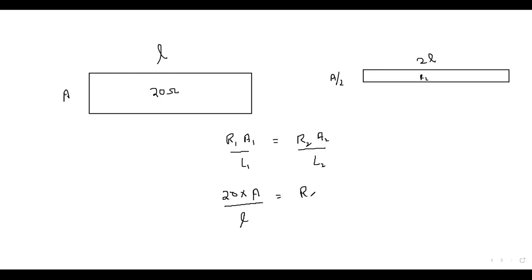We don't know the resistance of the second wire. The area of the second wire is A by 2. A by 2 means 0.5A, because if something is divided by 2, it means it's half. So instead of writing A by 2, I can write 0.5A in the numerator. And the length is 2L. Now first we'll cancel out the common factors.